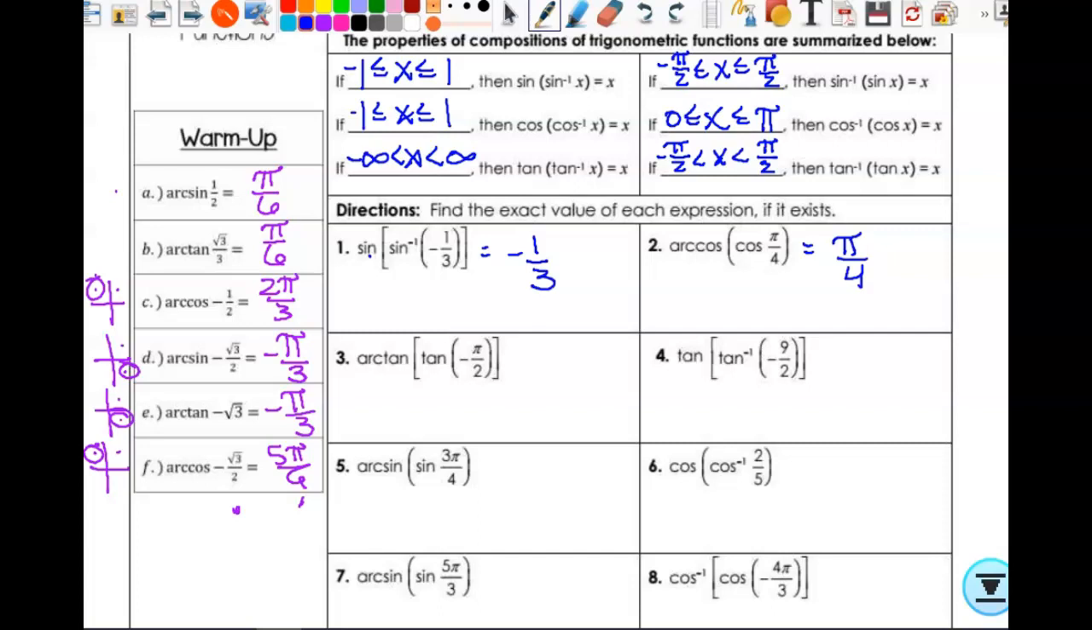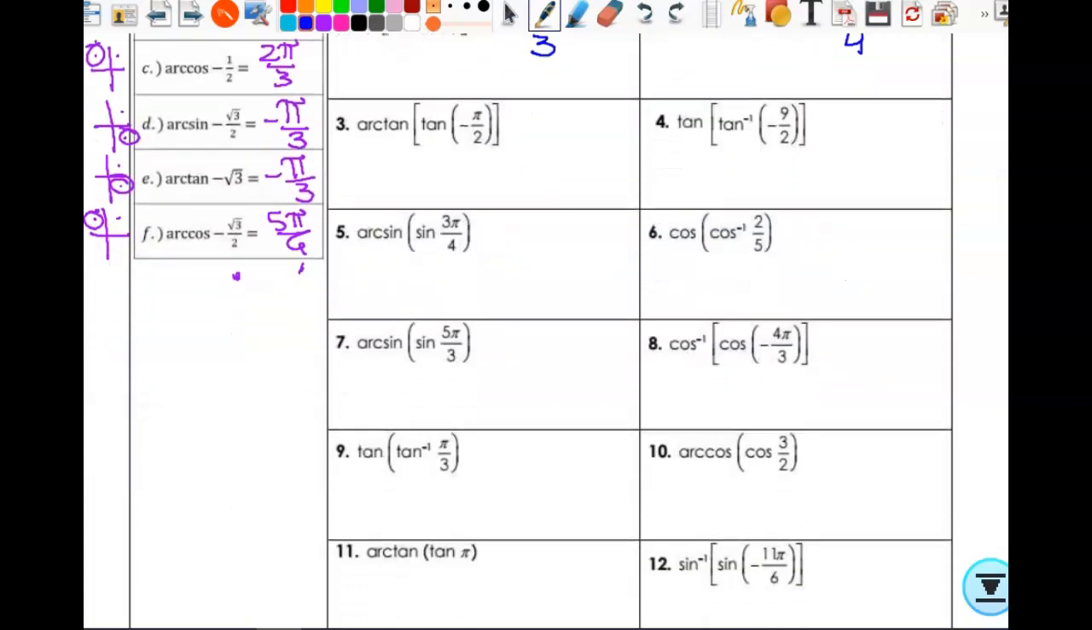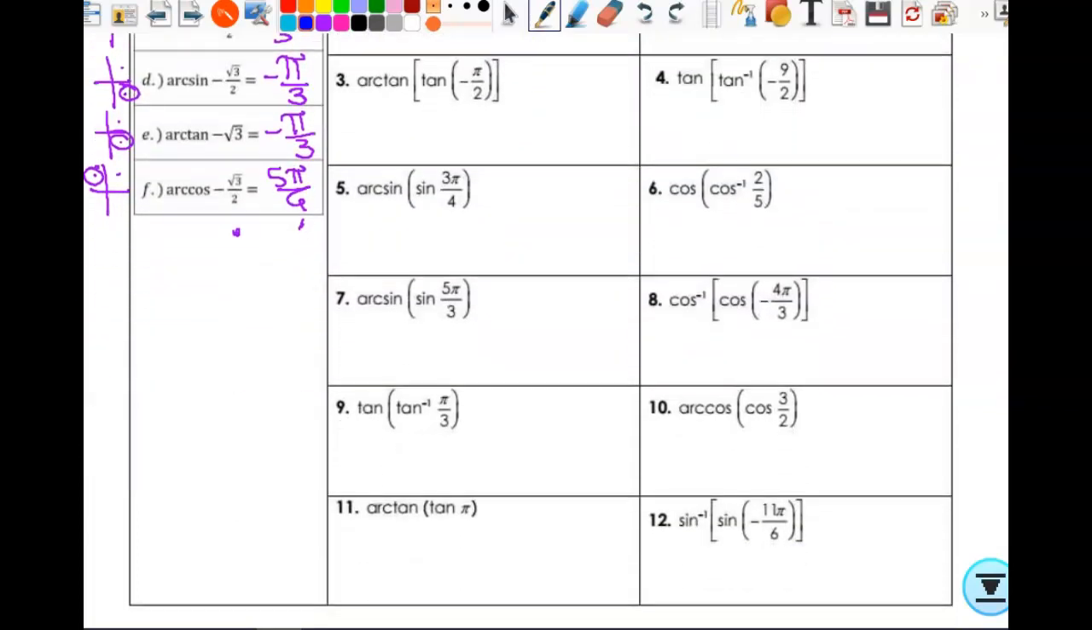No, it doesn't. Is negative pi halves included here? No, it's not. So what I can tell you from this is the arctangent of the tangent of negative pi halves does not equal negative pi halves. Okay? So let's see why.